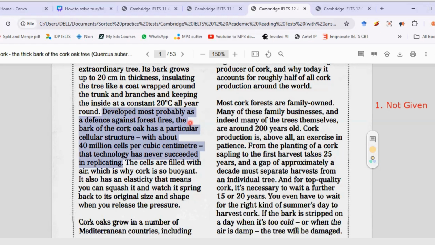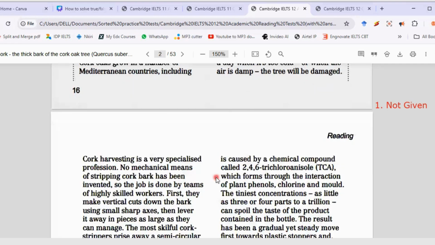The bark of a cork oak has a particular cellular structure with about 40 million cells per cubic centimeter that technology has never succeeded in replicating. Do you see this part? This final part: technology has never succeeded replicating. Now go and check statement number 2.